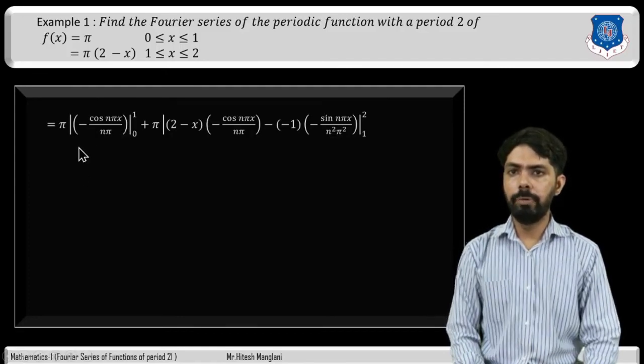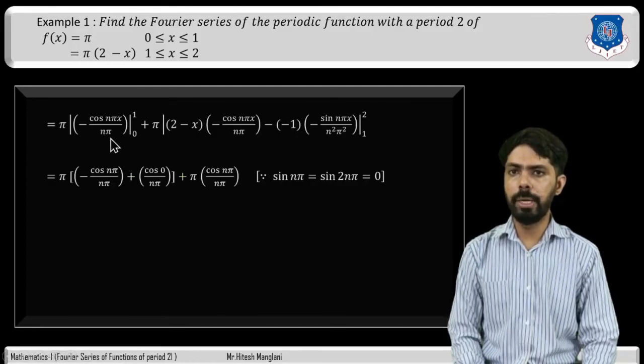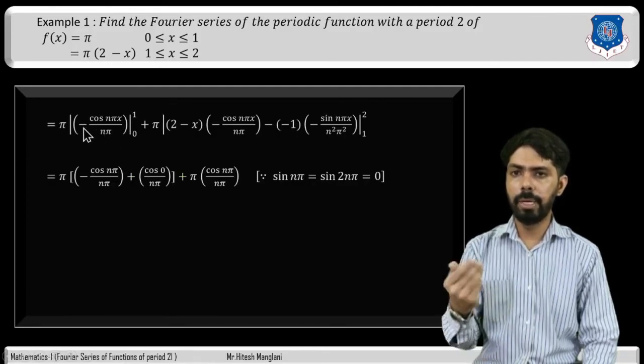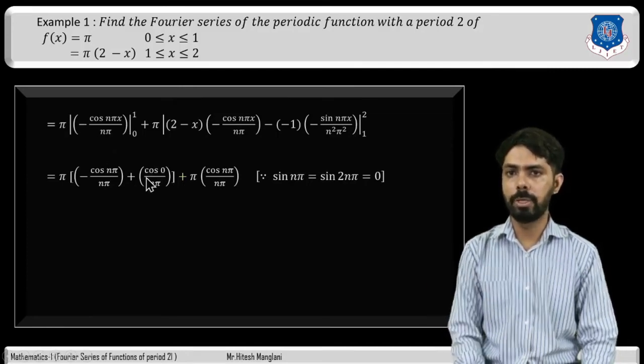So here first of all we will replace x by 1. So it will be minus cos n pi divided by n pi. So here pi will be as it is in bracket minus cos n pi divided by n pi. Then we will replace x by 0. So it will be cos 0 divided by n pi. But here we are applying lower limit. So minus and 1 minus is of lower limit. So it will be plus cos 0 divided by n pi. Then this pi will be as it is.